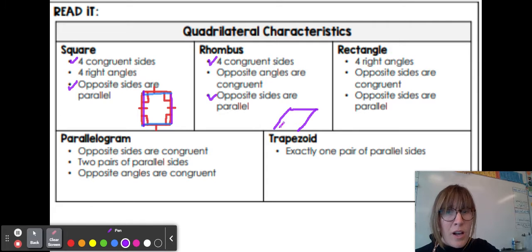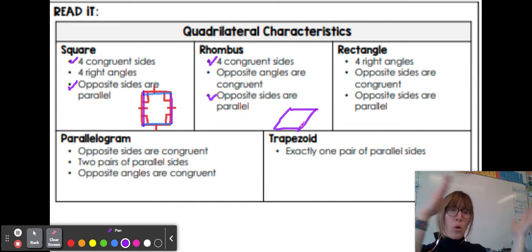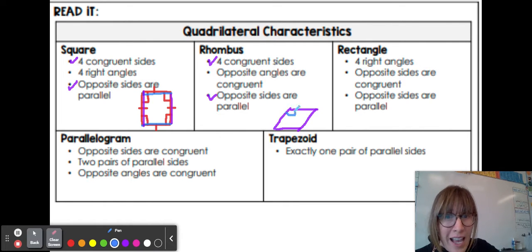So I might think of a rhombus being like a square after a windstorm. It's like it got tipped over, right? So all the sides are the same length, but the angles, these angles are the same. We'll call them angle blues, and angle greens are also the same.